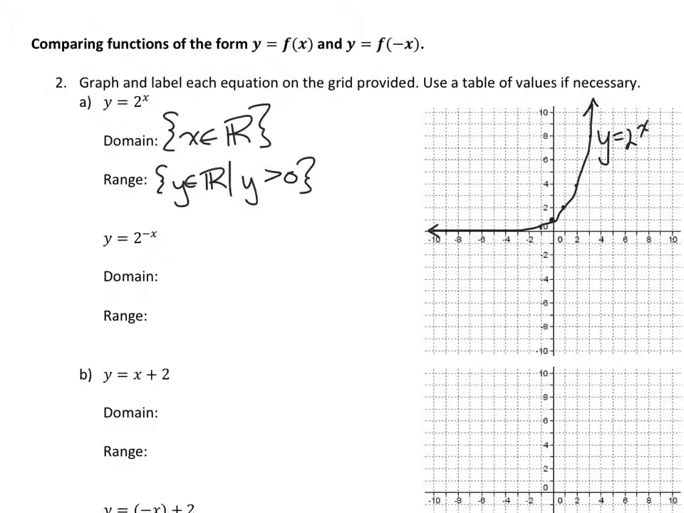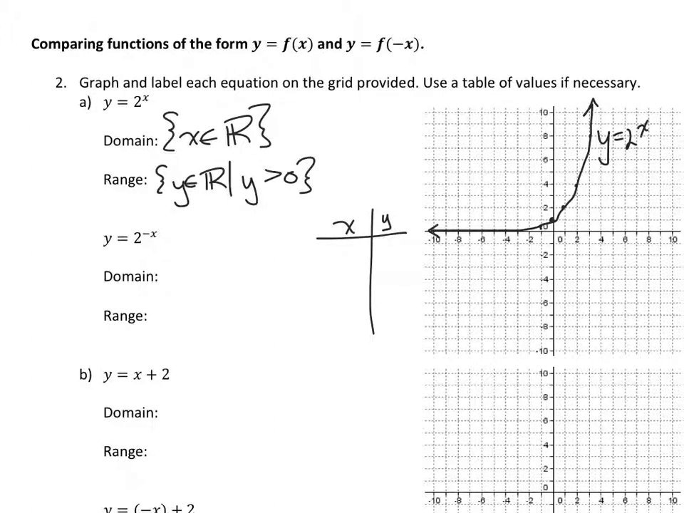Remember, this is not negative 2 to the exponent x, which would be reflected across the x-axis. Now we're looking at positive 2 to the exponent negative x. Well, what happens when I have a negative exponent? I take the reciprocal of the base and I make the exponent positive. So now, if we just do a quick little table of values, if you want, over here.